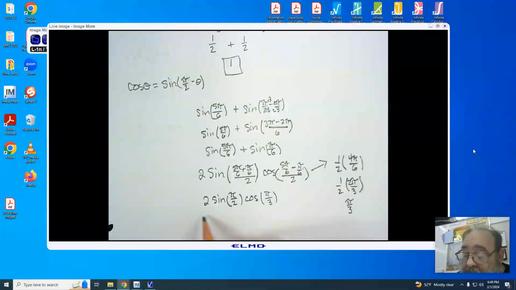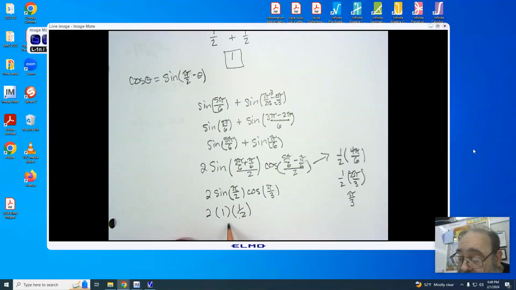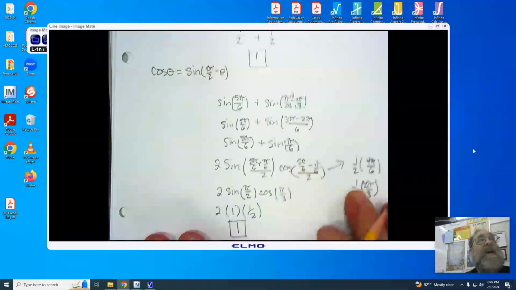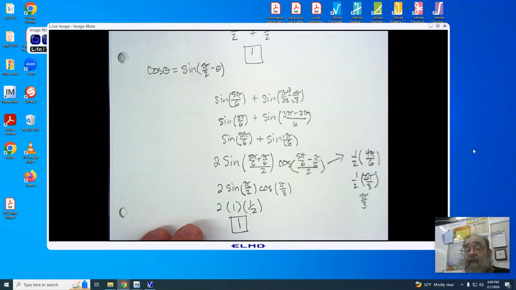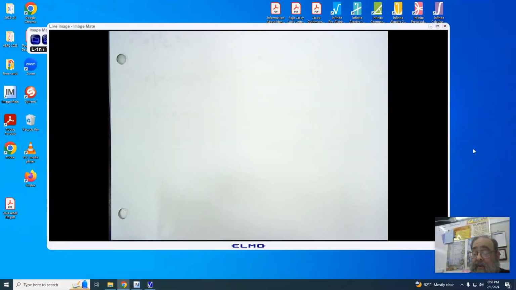Well, we know that the sine of pi over 2 is 1, and we know the cosine of pi over 3 is 1/2. 2 times 1/2 gives me 1, and that is the same solution we got from our first cofunction identity. Be aware, this is a little bit more difficult, and if you are asked to work with the product to sum along with the cofunctions, you're going to have a little bit more work to do. All right, let's go ahead and go to the next question.